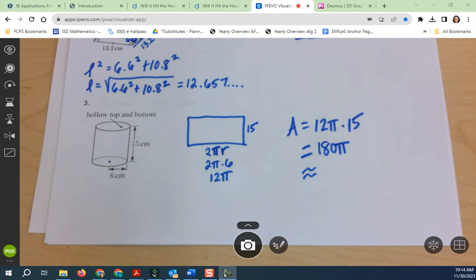It says to 1 decimal place. All right, did you guys get 565.5? Okay.